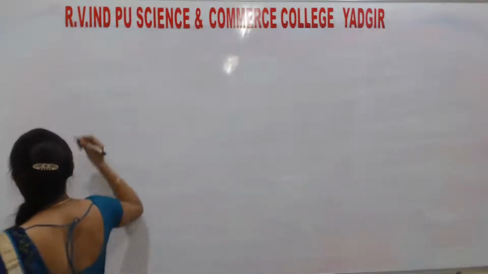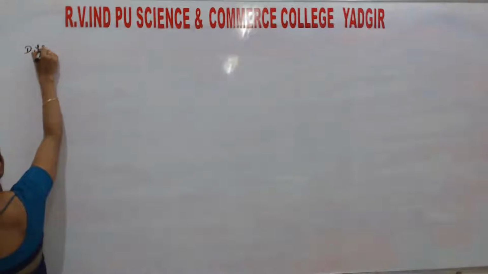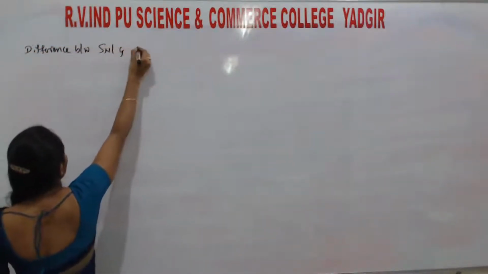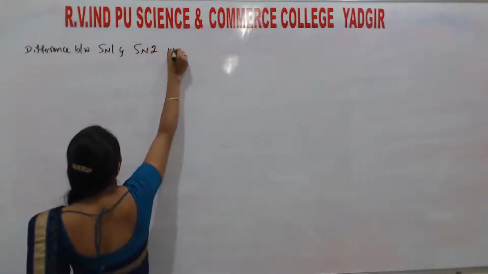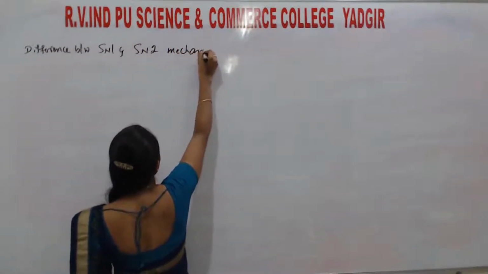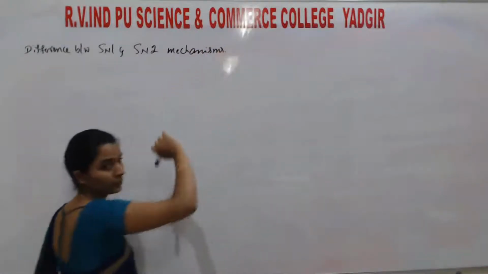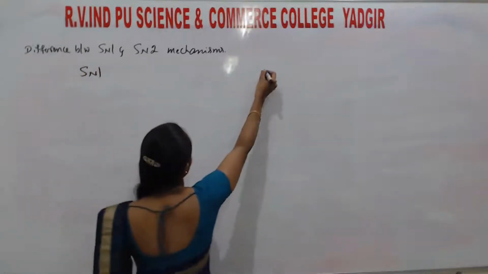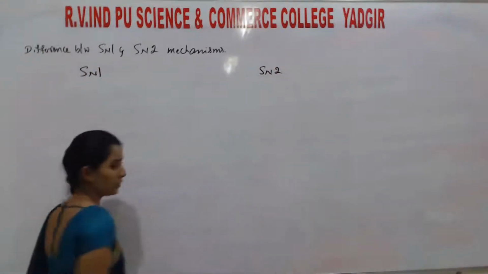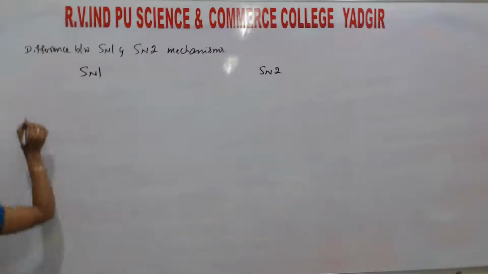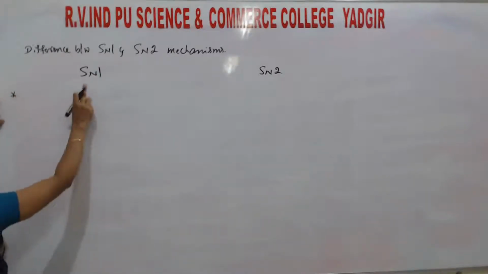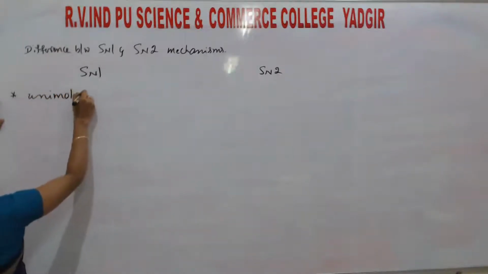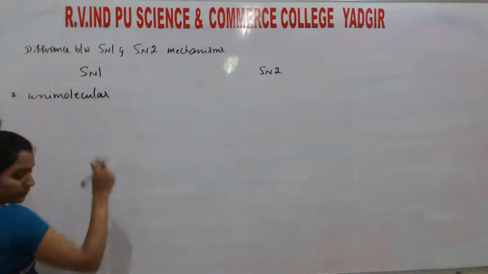Next one is the difference between SN1 and SN2 mechanisms. Okay, so I write SN1 here, SN2 here. The name itself shows that both are nucleophilic substitutions. The first thing is, SN1 means it is a unimolecular reaction.